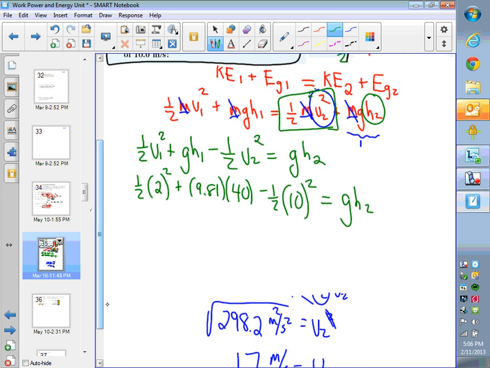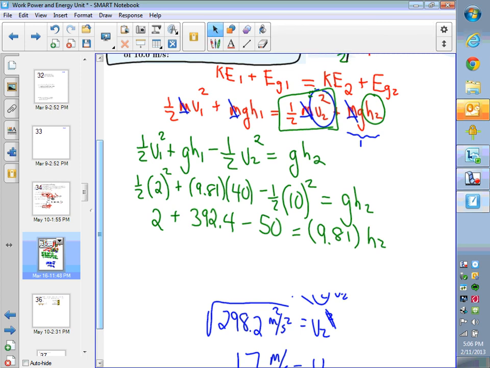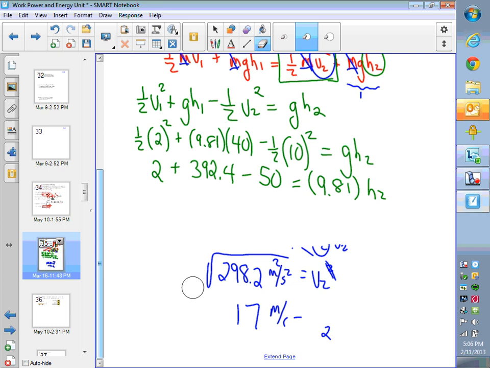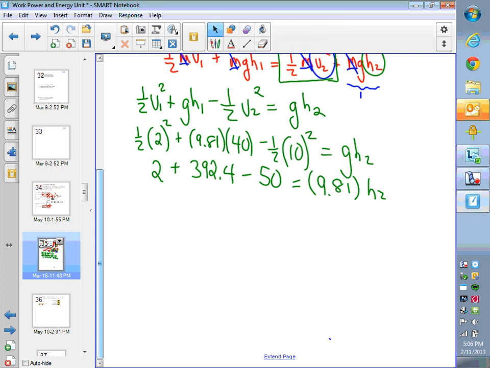So now we're going to have this 2 squared is 4, cut in half is 2. Then you still have the 9.81 times 40, which is still 392.4. Then 10 squared is 100, so cut that in half, you subtract 50, and that equals 9.81 times the second height. So we're now at a point where we're able to simplify. I'll just erase the rest of the question left over from before. So now over here on the left-hand side we have 344.4 joules.